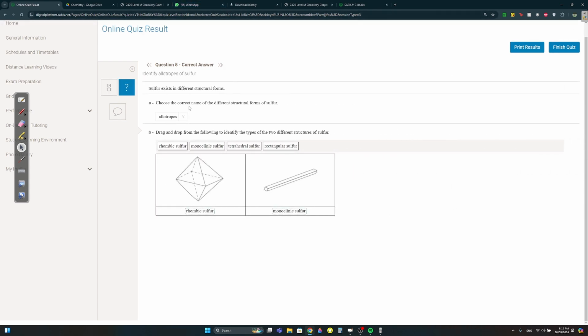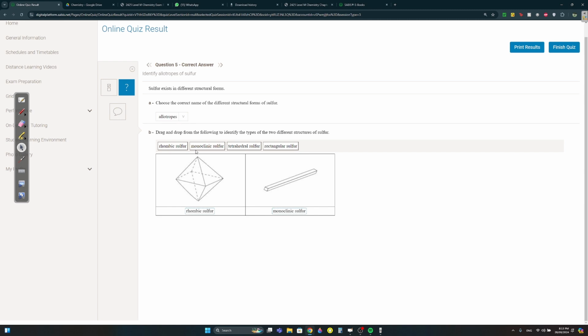Question 5. Choose the correct name of the different structural forms of sulfur. Allotrope. Okay, I swear to God, I never learned this in my life. So apparently there are different structural forms of sulfur called allotropes.